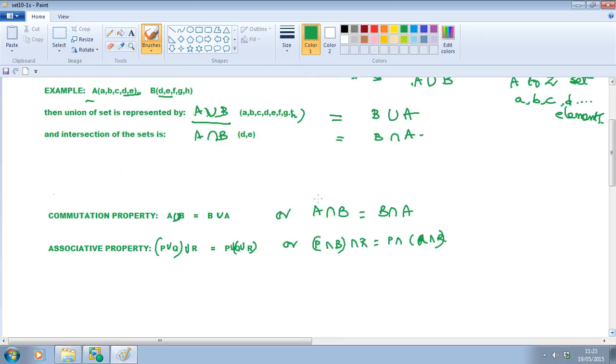That is the commutative property. This is the commutative property of sets. Similarly, there is the associative property also. So P union Q and then union R is equal to P union (Q union R), and the same way for intersection. These are governed by the commutative and associative properties.